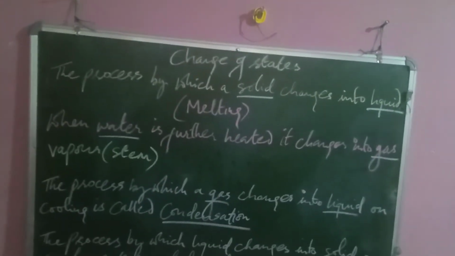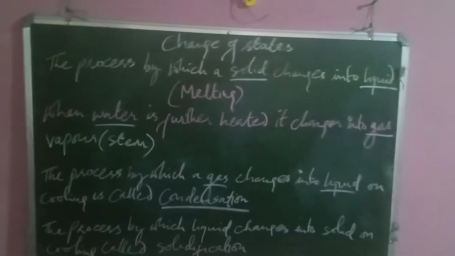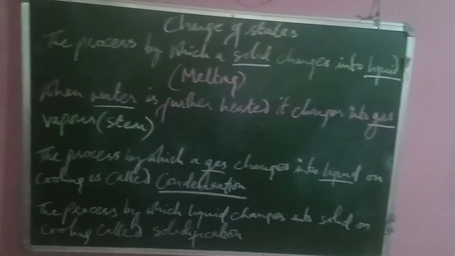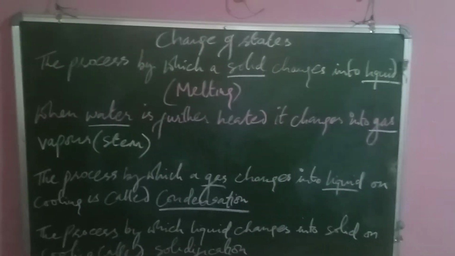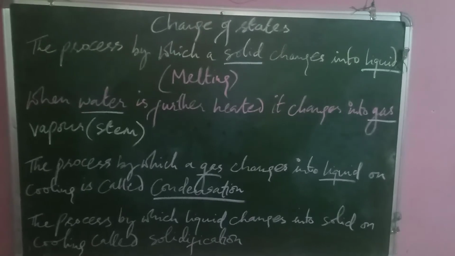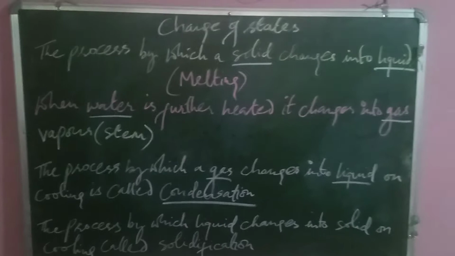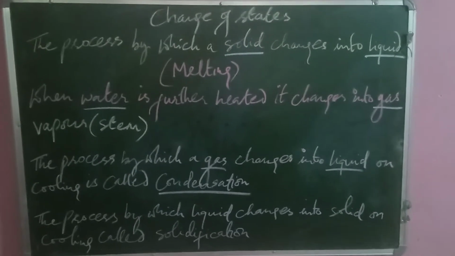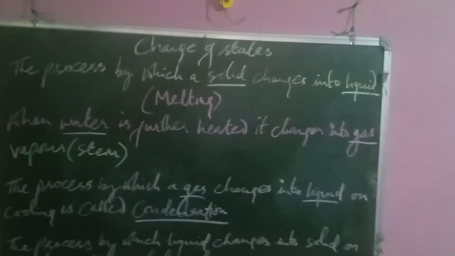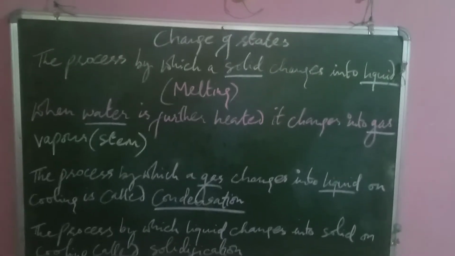The process in which a solid changes into a liquid is called melting, and when water is further heated and changes into gas, it is called vapor or steam. The process by which a gas changes into a liquid on cooling is called condensation, and the process by which a liquid changes into a solid on cooling is called solidification. What you have to know here is that matter can change its form from one state to another.